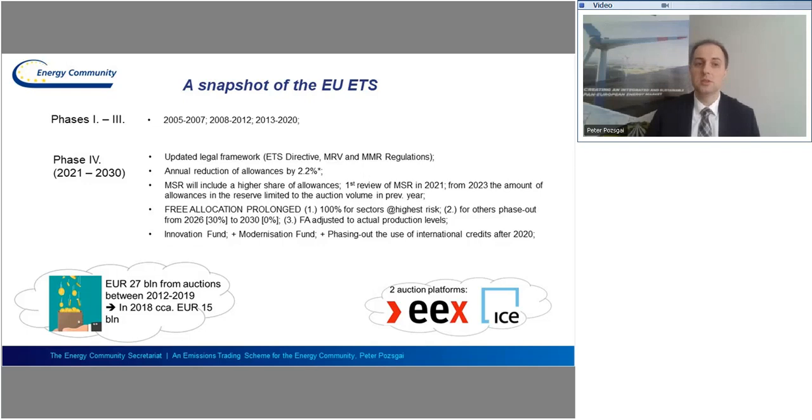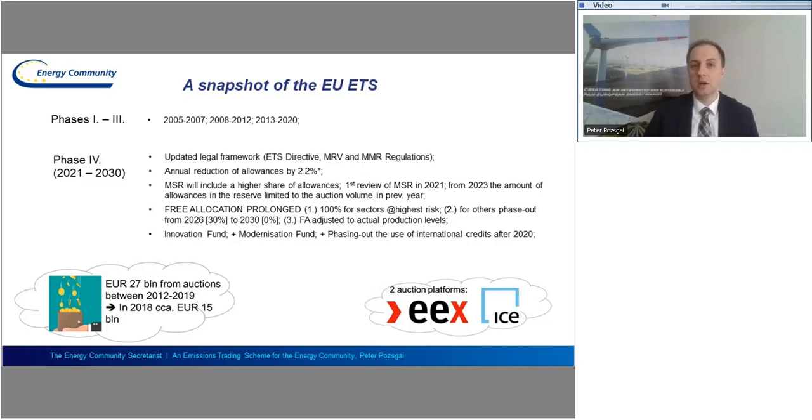The current phase of the EU ETS, which will start next year, includes a completely refurbished legal framework. Both the ETS directive and the related regulations have been updated. Also, the annual reduction of allowances has been stepped up from 1.7% to 2.2%. Some new elements and some new tools have been added.